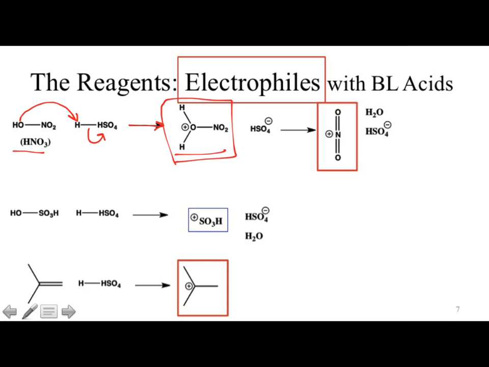Okay? That oxygen doesn't want to be positive, so what does it do? Steals electrons from that bond. We end up forming water and the nitronium ion. The nitrogen in that middle portion is positively charged. Why is it positively charged? It has 4 bonds.